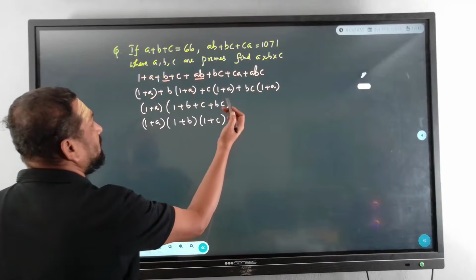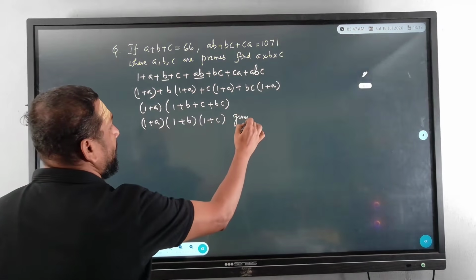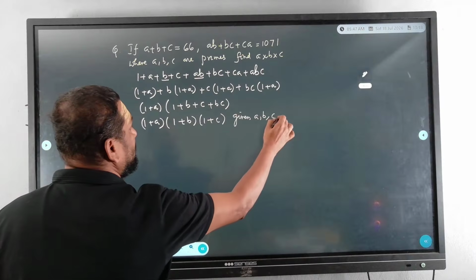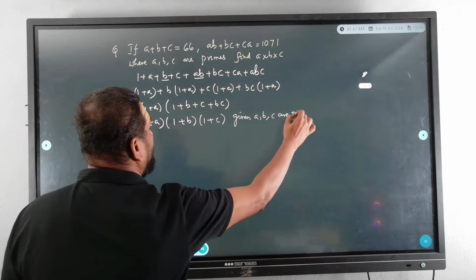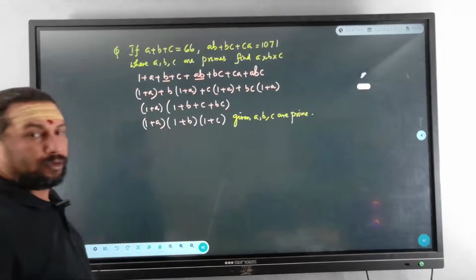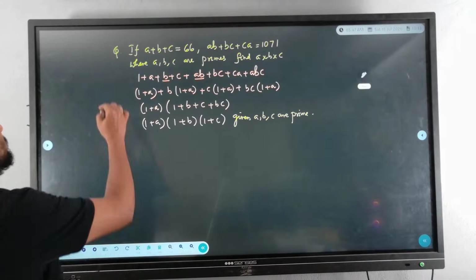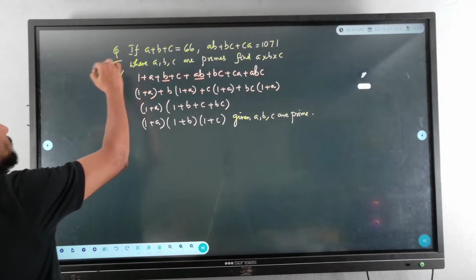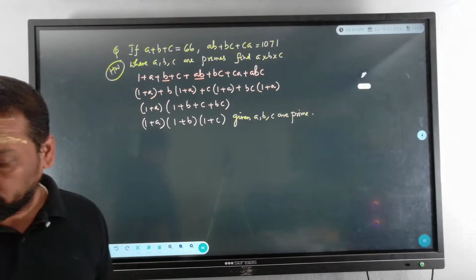Here given that a, b, c are prime. So you can solve the question. So try to do it as homework. Write it down, make it fast.